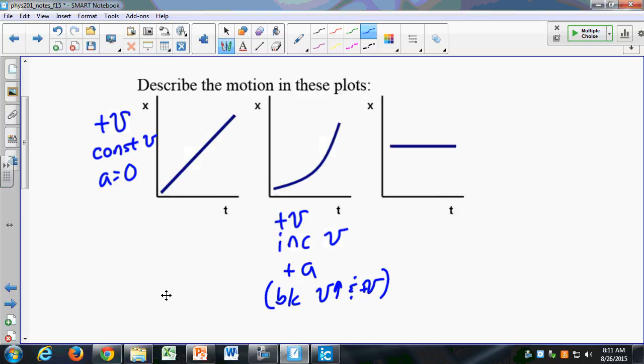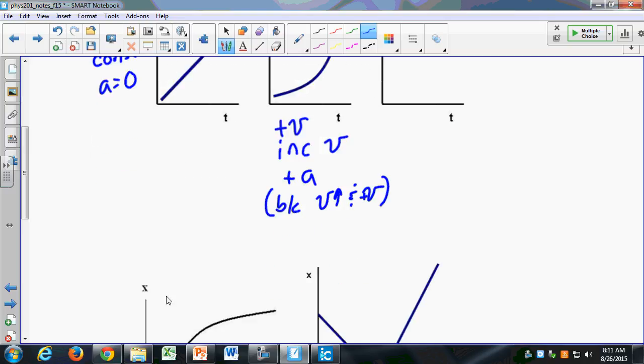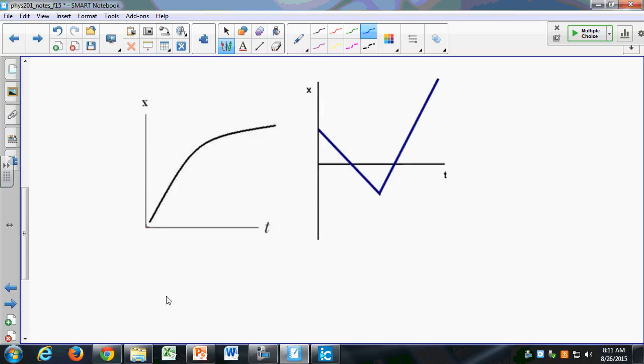What can you tell me about this object? It's not moving at all. No velocity. It's not accelerating either. So the velocity is 0. It's unchanging. The acceleration is 0. Let's try another one. Okay, how about this one? The one on the left.